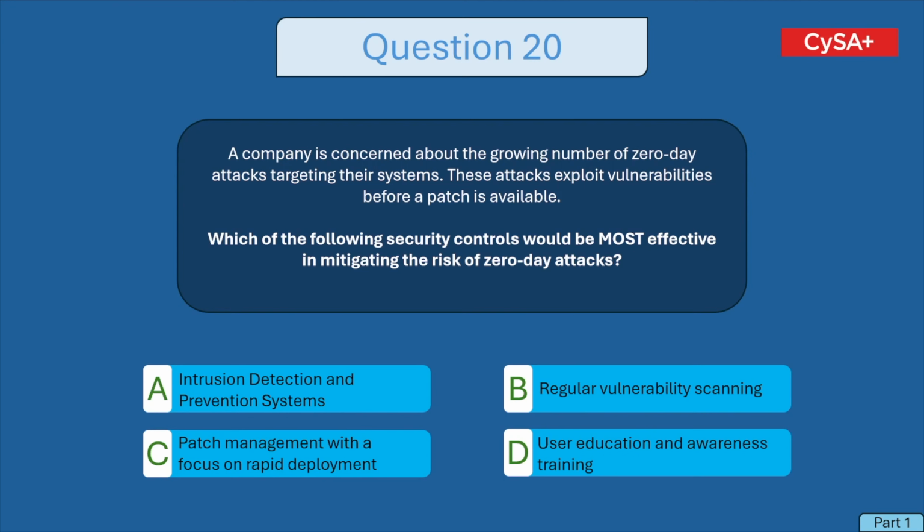All right, question 20, last question. A company is concerned about the growing number of zero-day attacks targeting their systems. These attacks exploit vulnerabilities before a patch is available. Which of the following security controls would be the most effective in mitigating the risk of zero-day attacks?